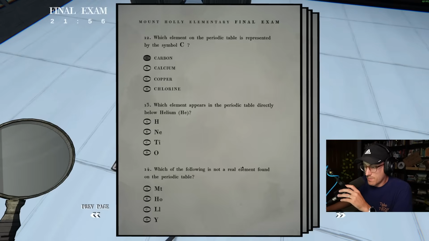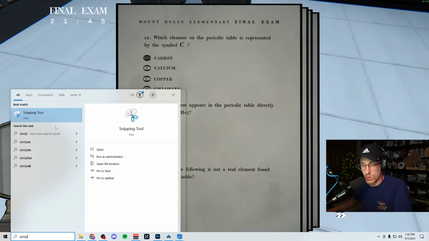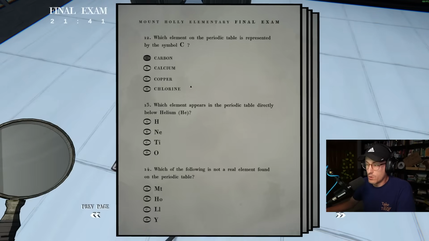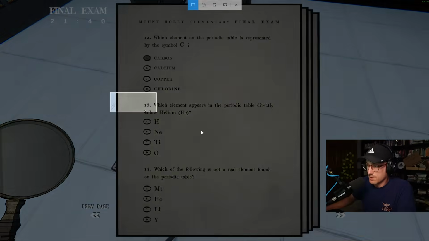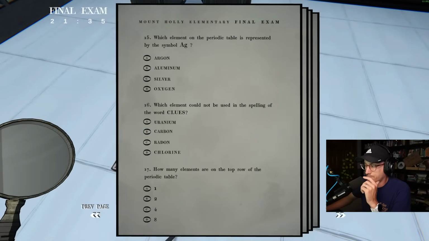Not a real element. Mount Holly. That's funny. Here's what we're going to do. We're going to take a photo of these questions so that we can come back in a minute.